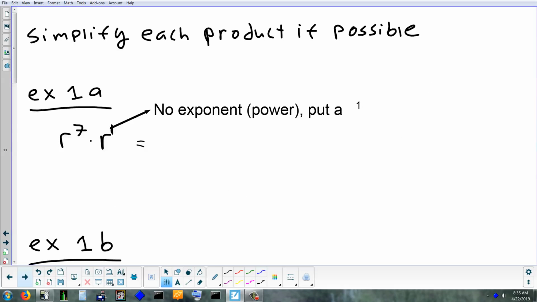We'll do problems like that in a second. Good question. And if you want to write a 1 when there's no exponent or power, you can. You don't have to. If you're going to remember that, you don't need to write it.